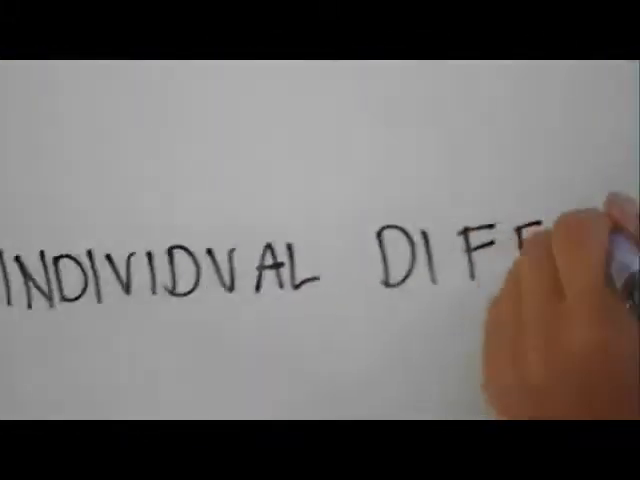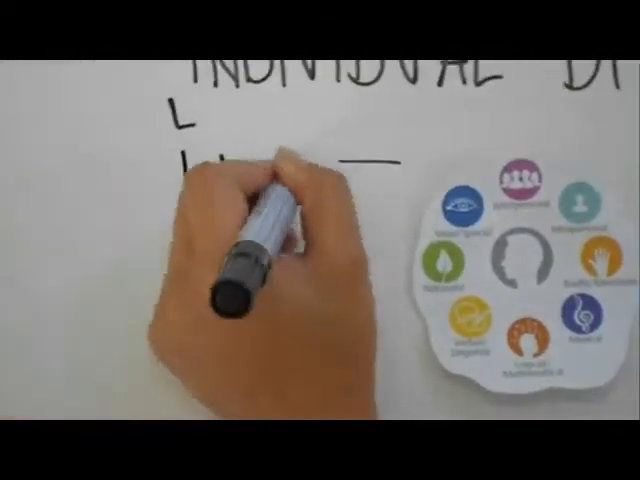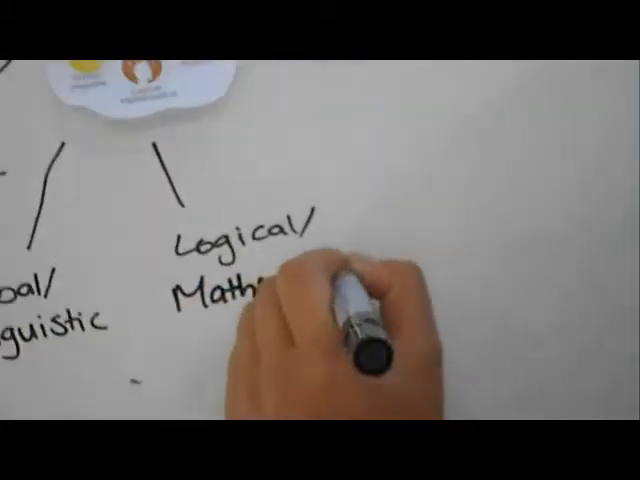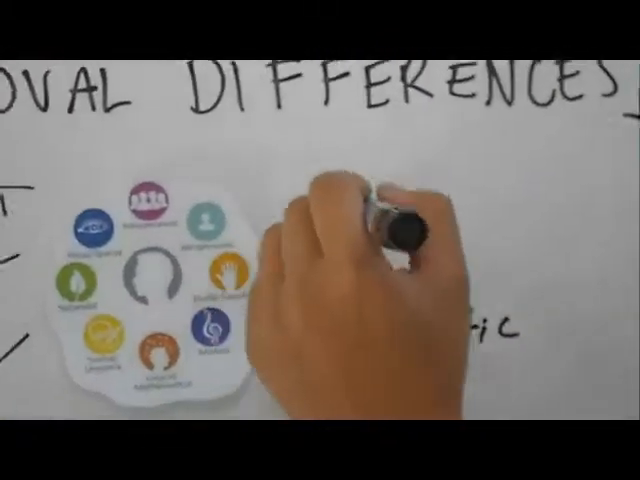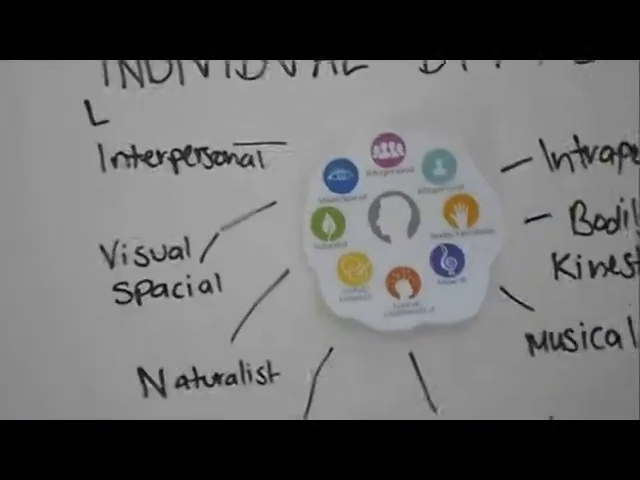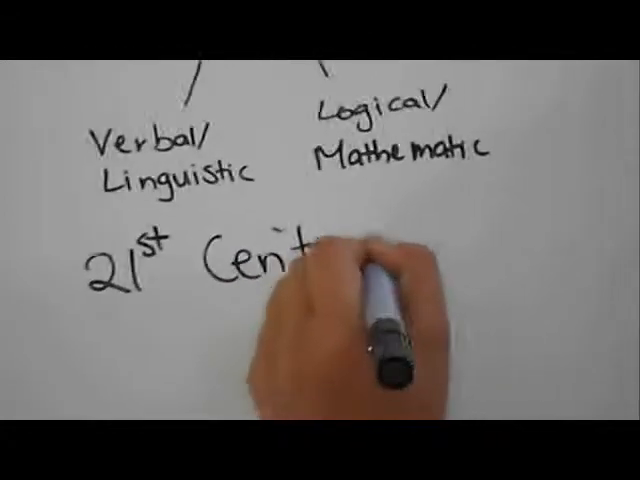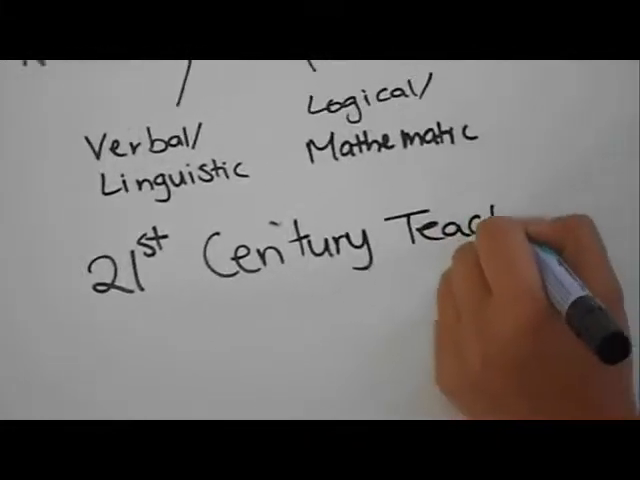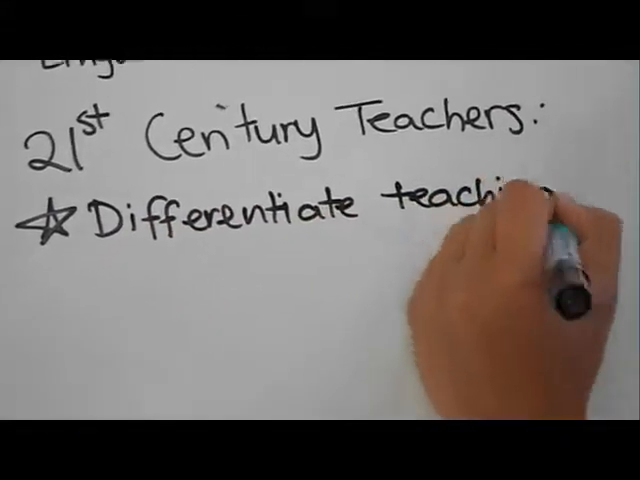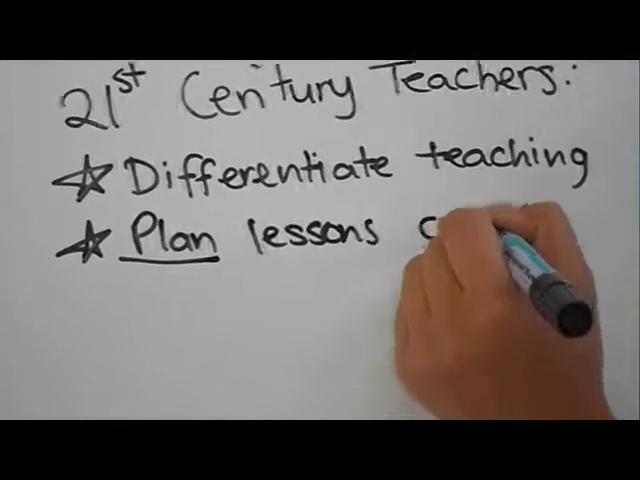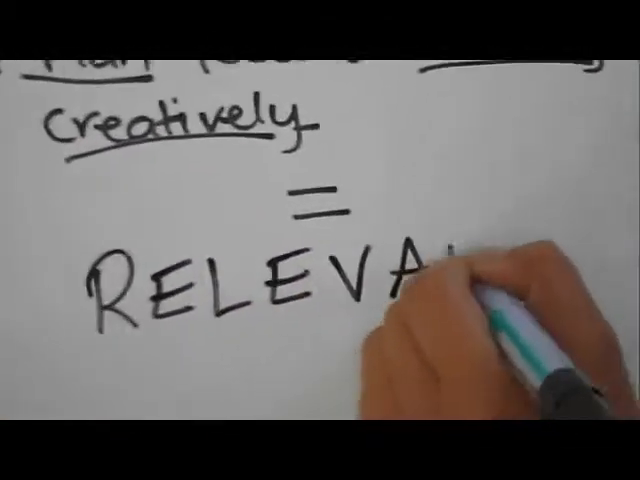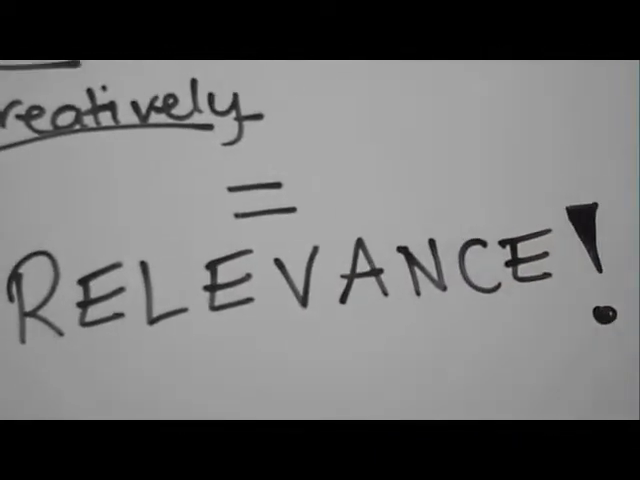Individual differences pertain to the characteristic differences or variations of groups or individuals. From an educational perspective, individual differences relates to the various ways that students learn. Learning occurs best when we differentiate teaching to meet the specific learning needs of students across the full range of abilities. As 21st century teachers, it is necessary that we differentiate our teaching, that we plan lessons so carefully and creatively that each and every student in our classrooms can connect to, relate to, and learn the content.